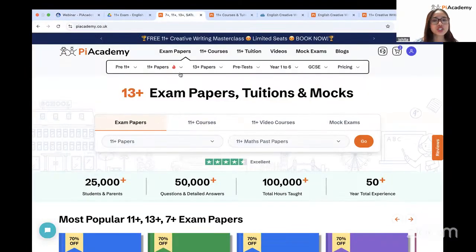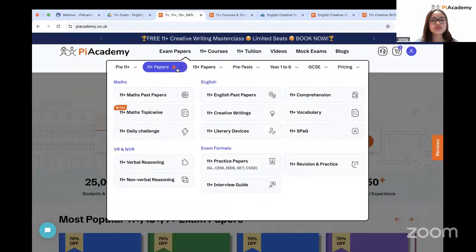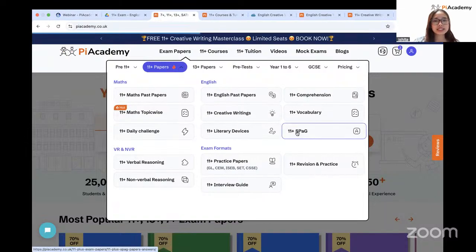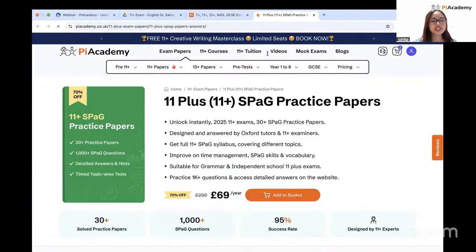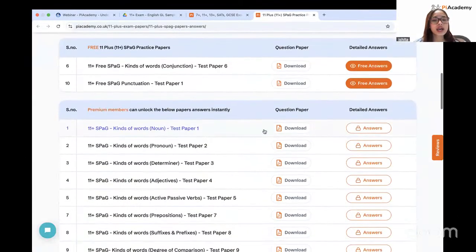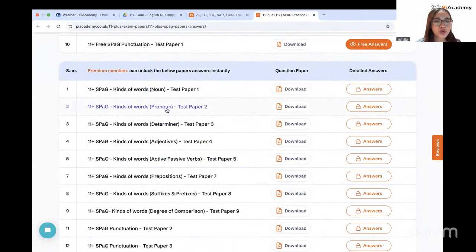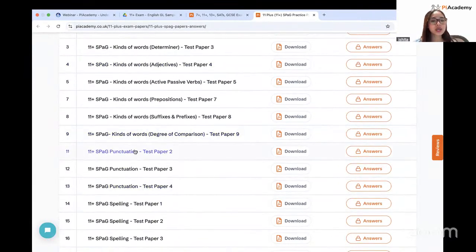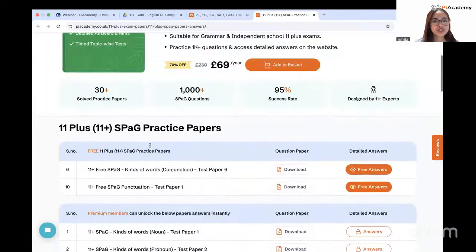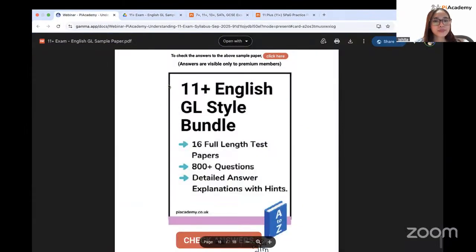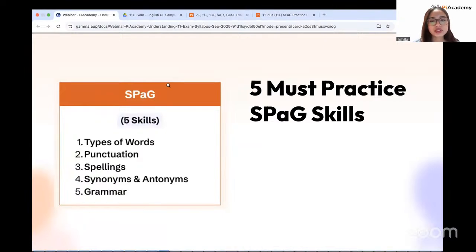So again, I can just show you very briefly now. It's more or less a similar format, but on English, we have 11 plus SPAG papers here. So you will be able to get to grips with all the different styles of SPAG techniques that will be assessed. There's over 1,000 questions. We have 30 practice papers, all separated by topics. So as you can see, noun, pronoun, determiner, adjectives, all the different types of punctuation, the types of papers you will encounter, spelling as well, and grammar. So you can have a look at this. And then back to the PowerPoint.